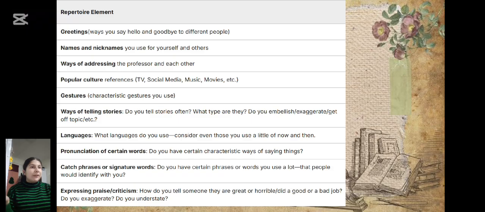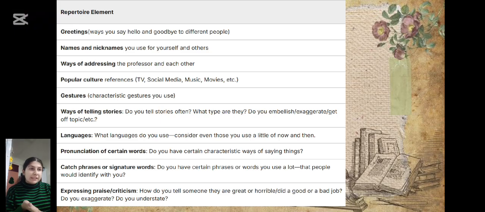Then we have repertoire elements. For example, how do you greet your students in the morning? When they enter the classroom, do you say hi or do you say good morning everyone? This is the point. Then names and nicknames that you use for yourself and for your students. And call your students by their names. It's really the most important point of being a teacher, because you show that you know them.